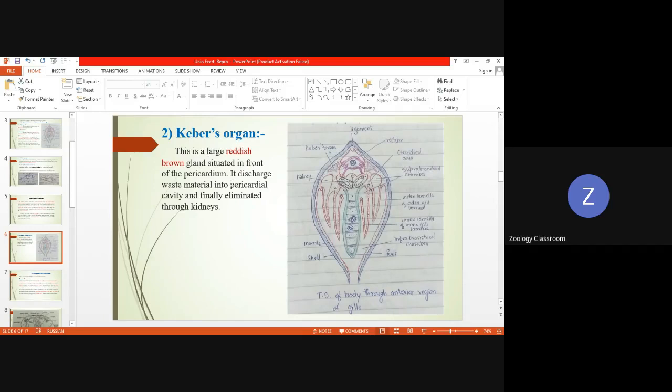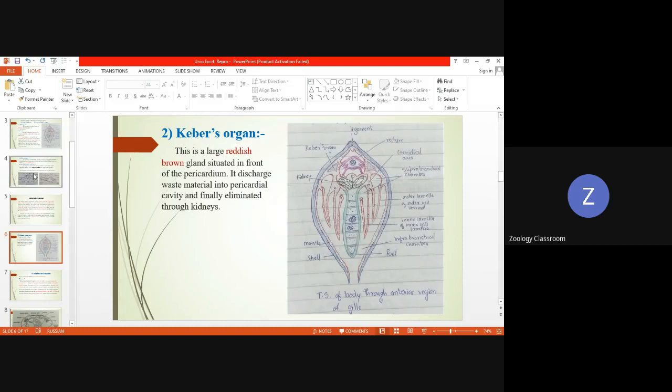Now these Caber's organs discharge waste material into the pericardial cavity. See, as they are in the vicinity of this pericardial cavity, they are releasing into it. What is the pericardial cavity? It is a fluid filled cavity which is surrounding the heart. So whatever waste material is collected by these Caber's organs is discharged into the pericardial cavity.